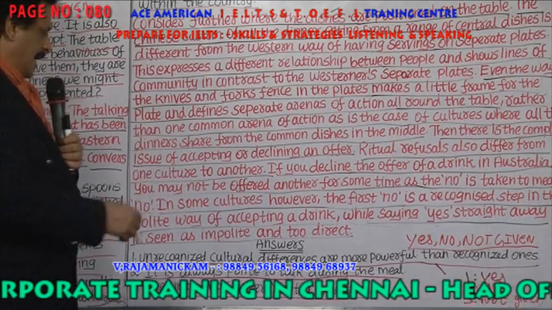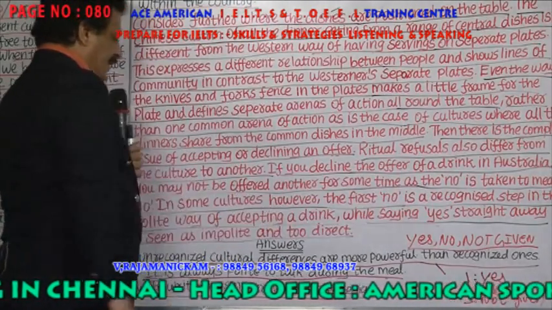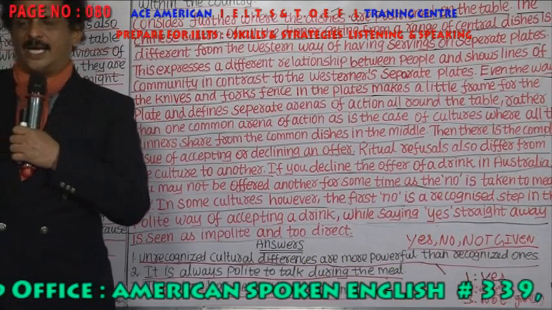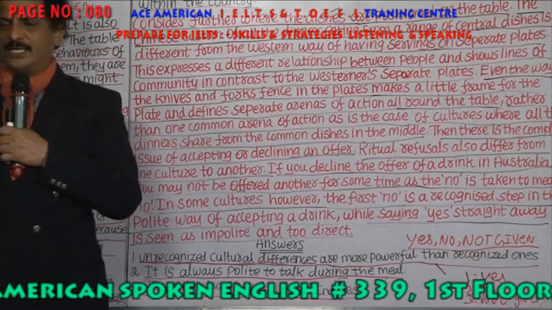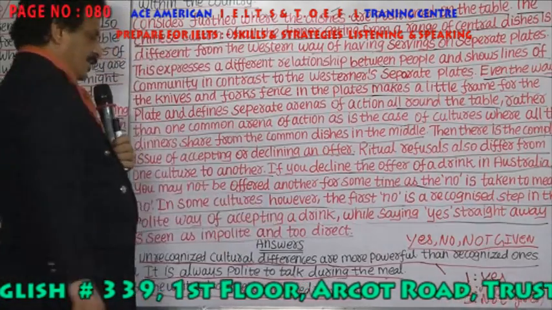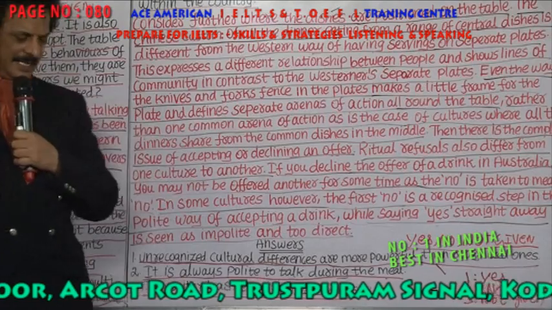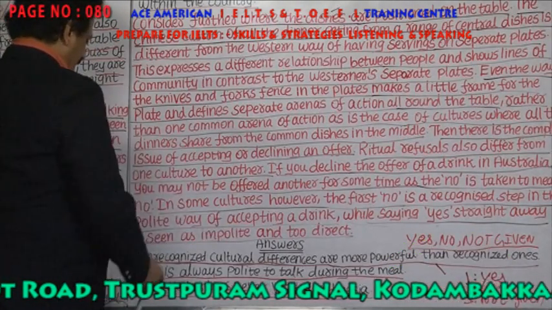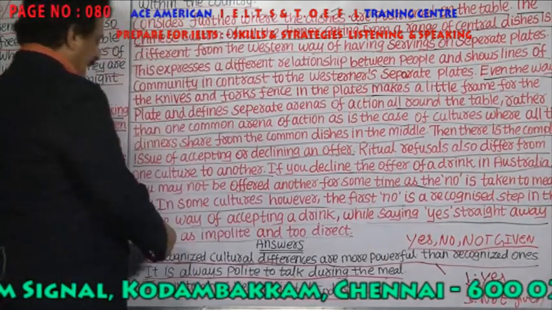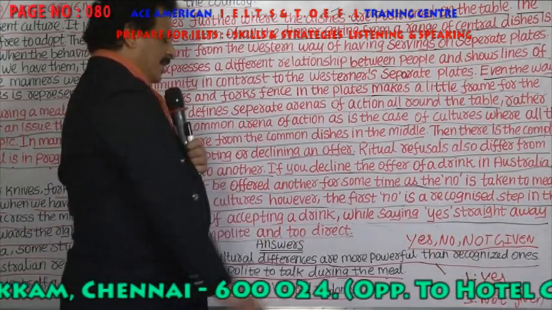ஆனால் in some cultures, however, the first no is a recognized step in the polite way of accepting a drink. ஆனால் பல கலாச்சாரத்திலே, இந்தியா போன்ற கலாச்சாரத்திலே வேண்டாம் என்று சொன்னால் அவர்கள் சரி ஏற்றுக்கொள்கிறேன் என்று எடுத்துக்கொள்வார்கள். While saying yes straight away is seen as impolite and too direct. சரி என்று உடனடியாக சொல்லும் பொழுது அது அநாகரிகமாக கருதப்படுகிறது. விடைகள். Unrecognized cultural differences are more powerful than recognized ones. அடையாளம் தெரியாத கலாச்சாரங்கள் அவைகள் தெரிந்த கலாச்சார பண்புகளை விட சிறந்தது.